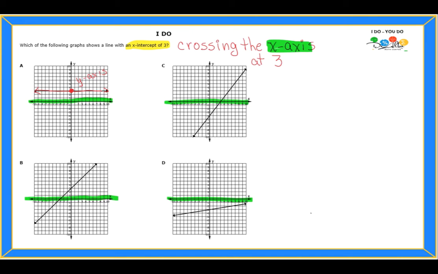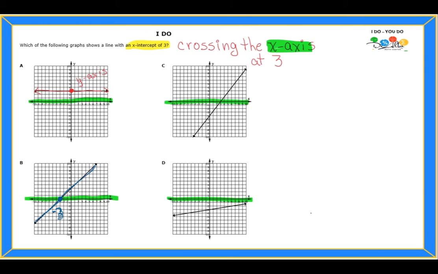Okay, what about B? Let's look at the line here, and I'm going to choose another color. I'm going to trace the line and stop when I touch the green one. It touched the line right there. What number is that? It's 1, 2, 3 spaces, but it's going to the left. So this one is actually crossing at -3. And I do not want a -3. I want a +3. So no, that cannot be my answer either.